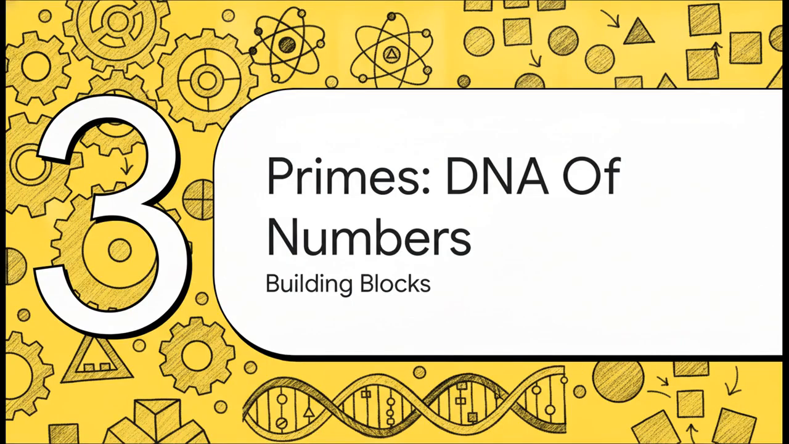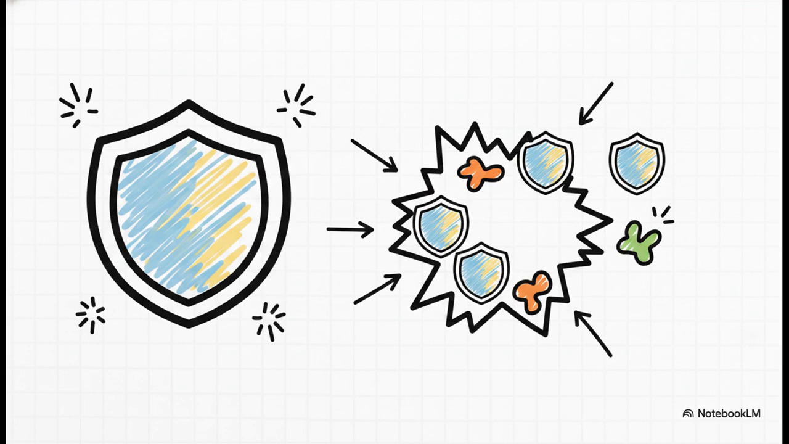Section 3, primes, the DNA of numbers. Since we're restricted entirely to whole integers, we need to figure out what these numbers are actually made of. Every natural number strictly greater than 1 falls into one of two categories, prime or composite. A prime number is incredibly rigid. It can only be evenly divided by exactly two numbers, 1 and itself. Think of 2, 3, 5, or 7.